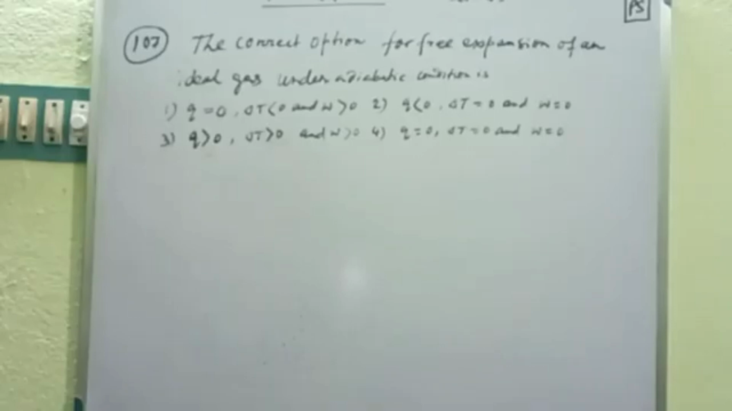Question number 107. The correct option for free expansion of an ideal gas under adiabatic condition is option number 1, Q equals 0, delta T less than 0 and W greater than 0. Option number 2, Q less than 0, delta T equals 0 and W equals 0. Option number 3, Q greater than 0, delta T greater than 0 and W greater than 0. Option 4, Q equals 0, delta T equals 0 and W equals 0.